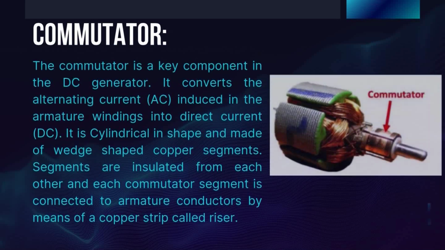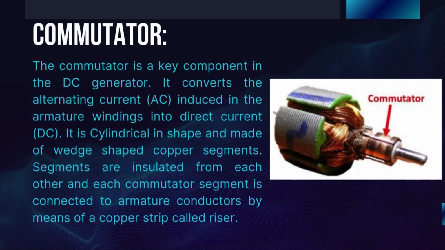The commutator is the key component in the DC generator. It converts alternating current induced in the armature winding into the direct current. It is cylindrical in shape and made of wedge-shaped copper segments, and these segments are insulated from each other, and each commutator segment is connected to armature conductors by means of a copper strip called riser.